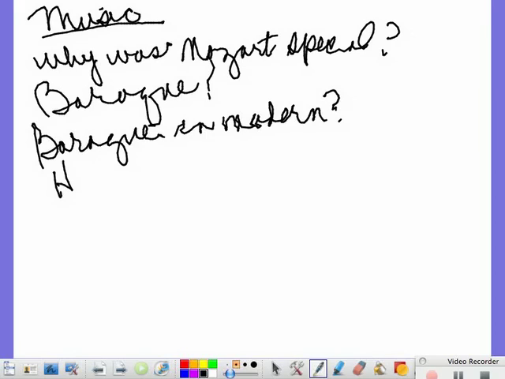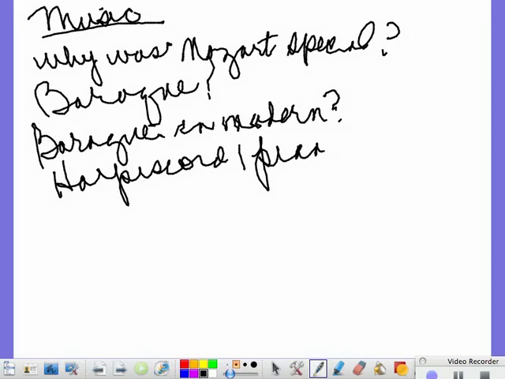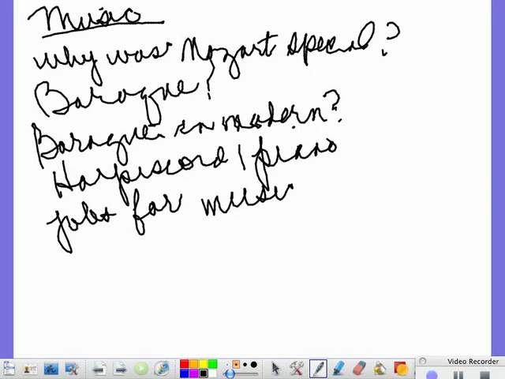What's the difference between a harpsichord and a piano? What jobs are there for a musician? What kind of training do you need to be a professional musician? What other kinds of music are there?